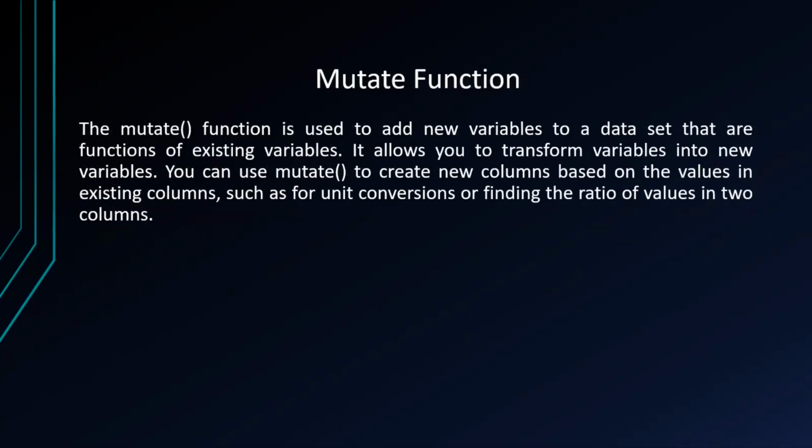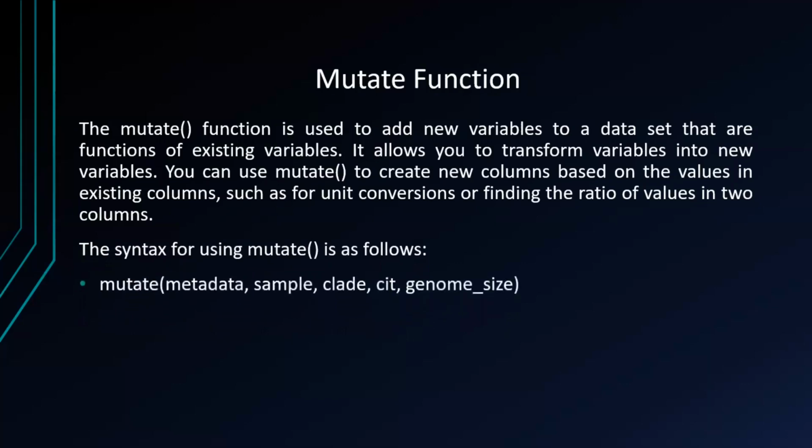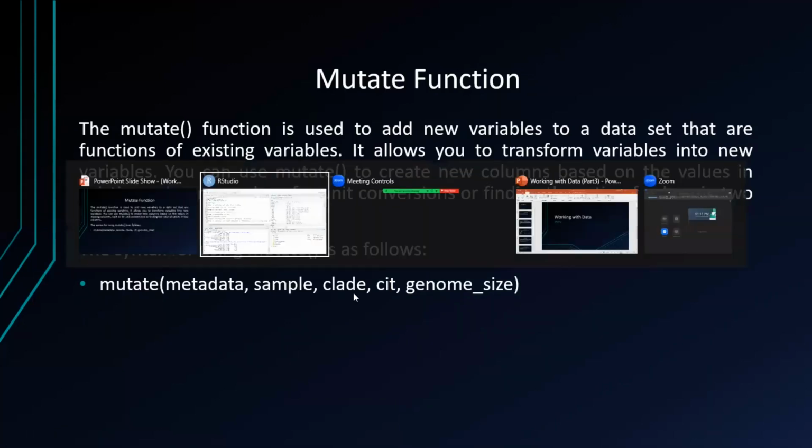The mutate function is used to add new variables to a dataset that are functions of existing variables. It allows you to transform variables into new variables. You can use the mutate function to create new columns based on the values in existing columns, such as for unit conversions or finding the ratio of values in 2 columns. The syntax for using mutate is as follows. You just write down the mutate function, then you pass the data frame and the variables you want to mutate. Now let's move to RStudio.